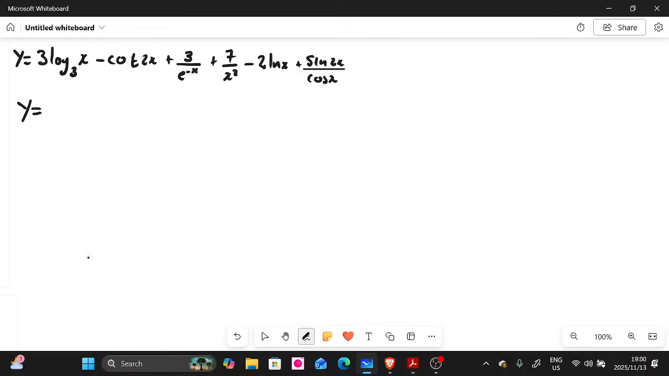You don't differentiate when you are simplifying, guys. Don't do dy over dx. When you're simplifying, it's equaling to y, right? So the first term, it is simplified, right? We have 3 log base 3. This is simplified. It's okay.